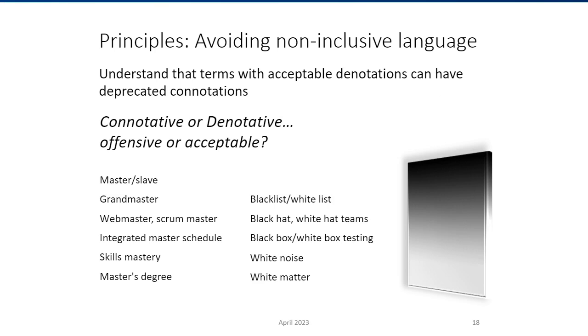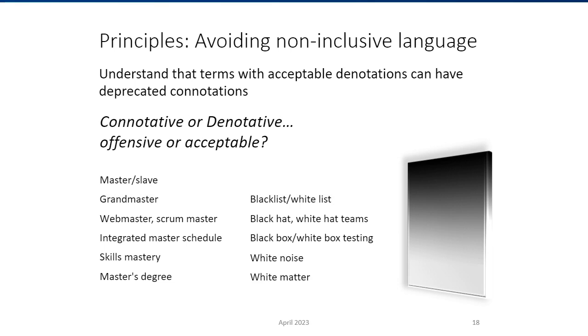We're going now to principles that are specific to avoiding non-inclusive language. First one is understanding that terms with acceptable denotations can have deprecated connotations. A good example of this is the use of the words for colors, black and white. Using inclusive language does not mean that you can't use the name of the color black or the color white or the color gray or red, yellow, other colors. But if the color has a cultural connotation, a racial connotation that associates black with something bad, white with something good, this is not inclusive. And that's what we want to avoid.